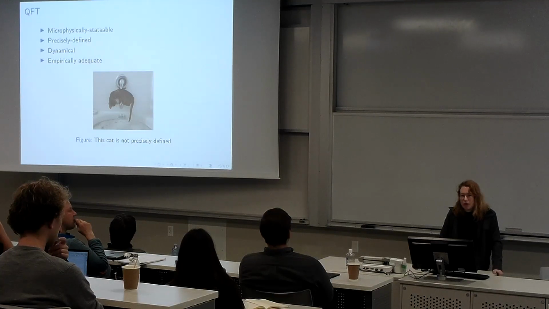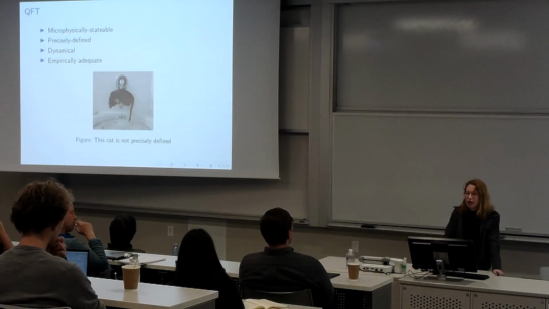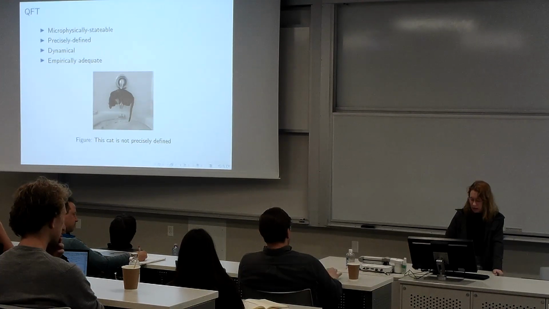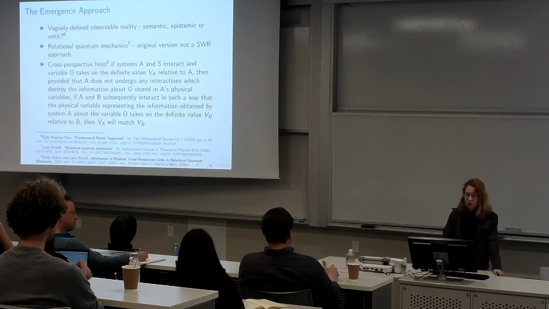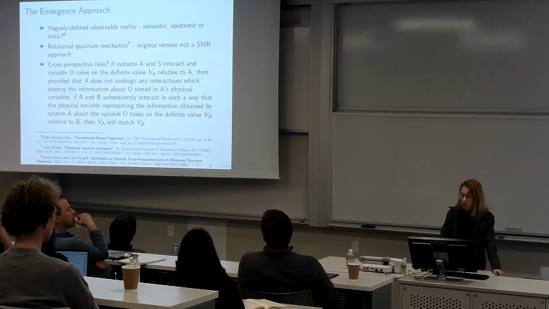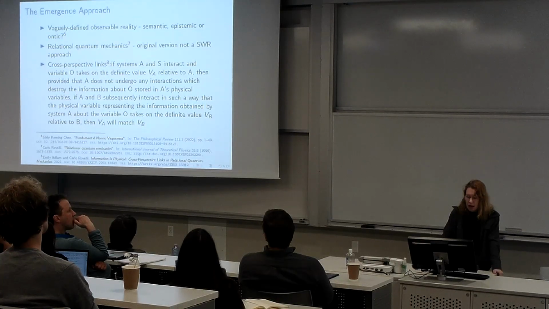For the remainder of this talk, I'm going to discuss each of those three possibilities in turn and think a little bit about what they might look like and give an example of an existing approach that is going in that direction. So first off, the emergence approach, i.e. the idea that reality could supervene on variables that are not precisely defined.